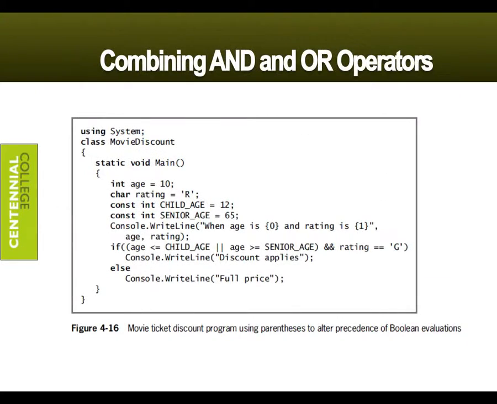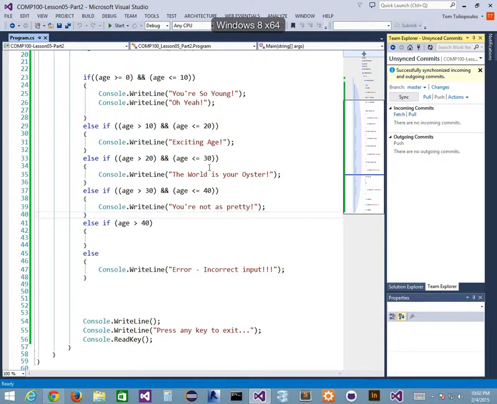We're not going to talk about logical AND and OR operators combined, because you can combine both, right? You can do a very complex statement like this. Take a look. If age is less than or equal to child age, or age is greater than or equal to senior age, and rating is equal to G, well, then I can watch the movie, kind of thing. So this is actually a really good example for discounting movies. You can combine ORs and ANDs to create a complex or compound conditional statement. Let's look at that right away.